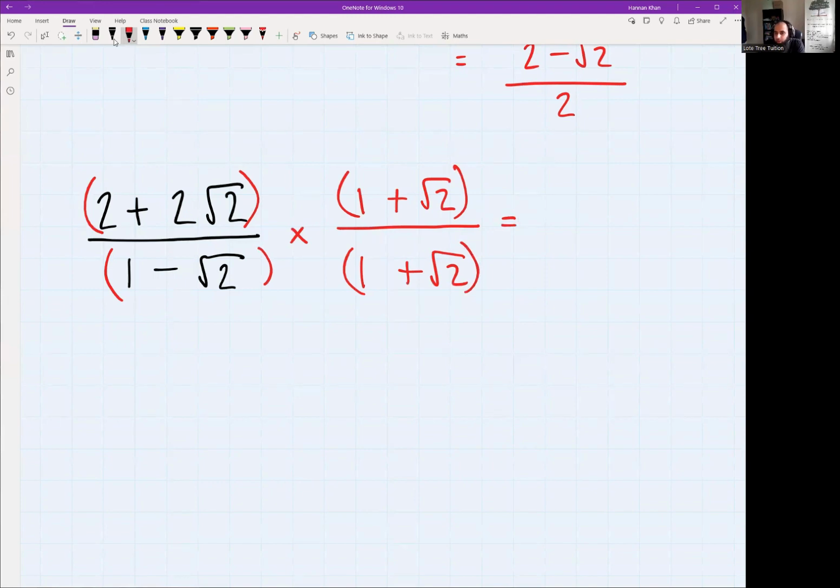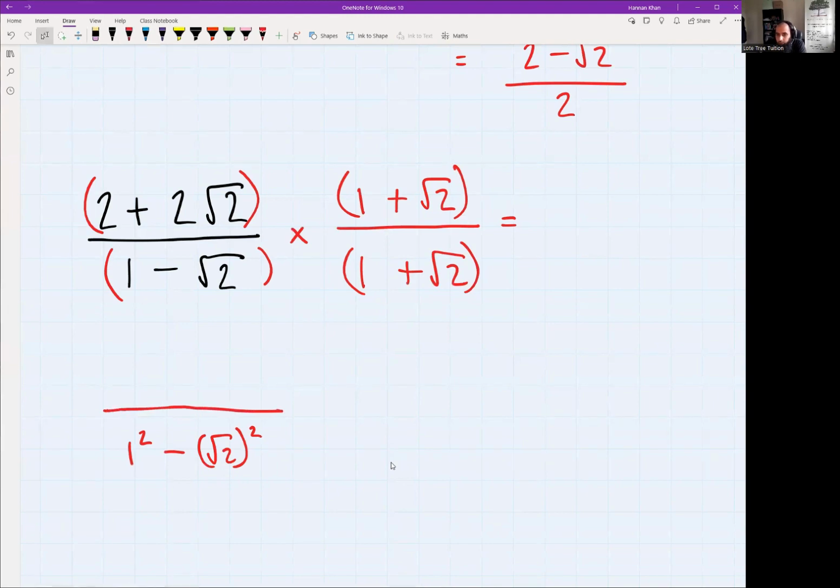Again, we're just going to square the first one, so 1 squared minus root 2 squared. I'll write it properly. And then on the top we're going to have that. Maybe I'll bring this further down, because we can do it properly. So on the bottom we're going to have this.